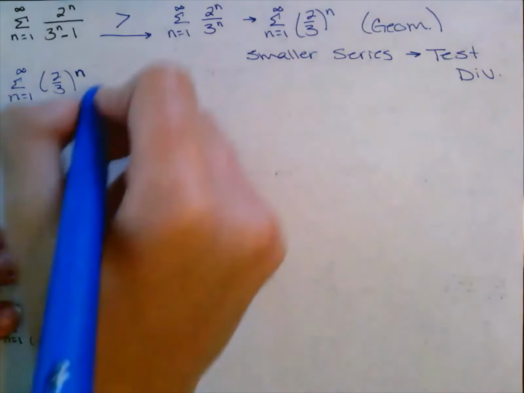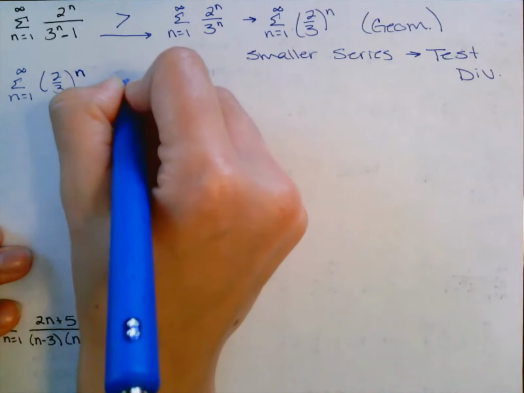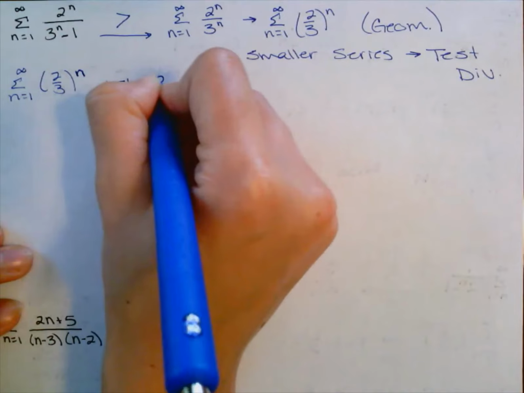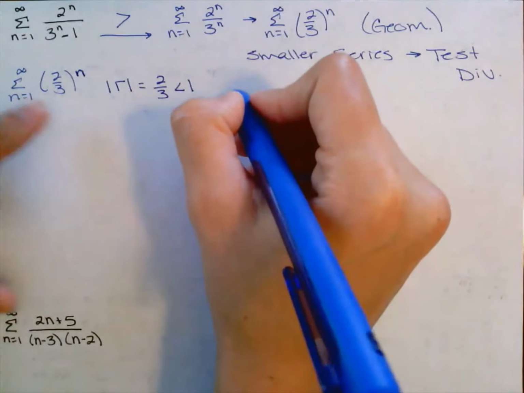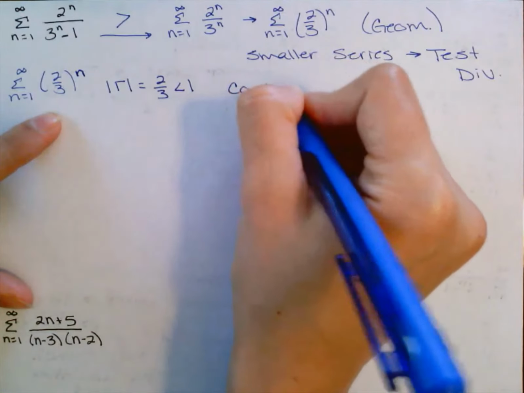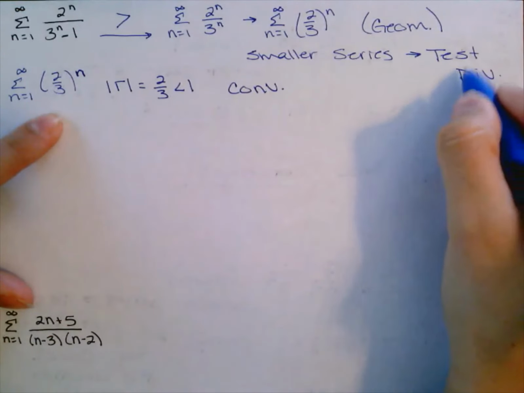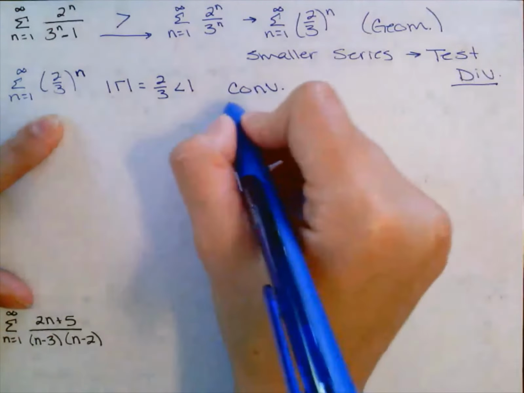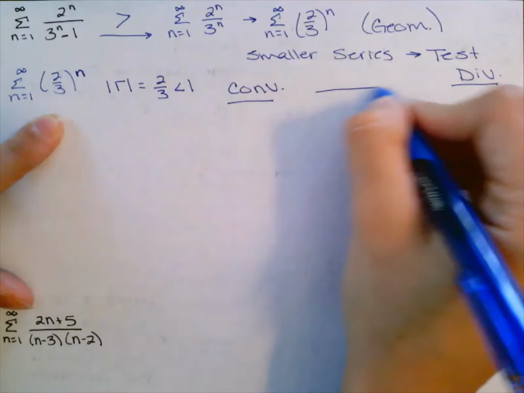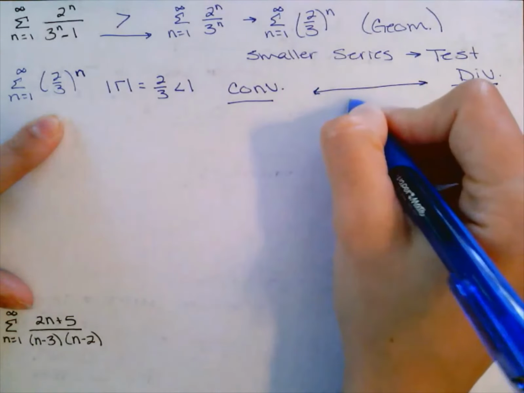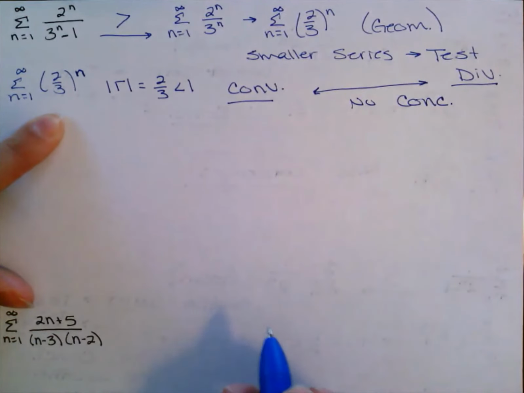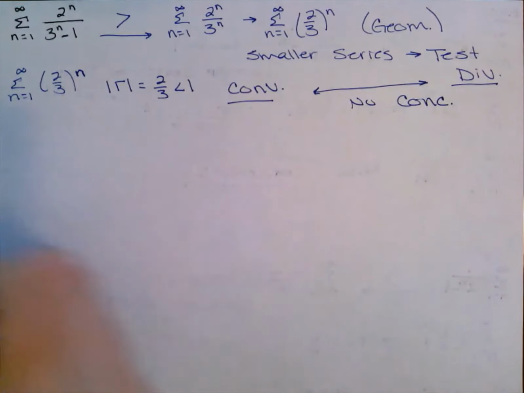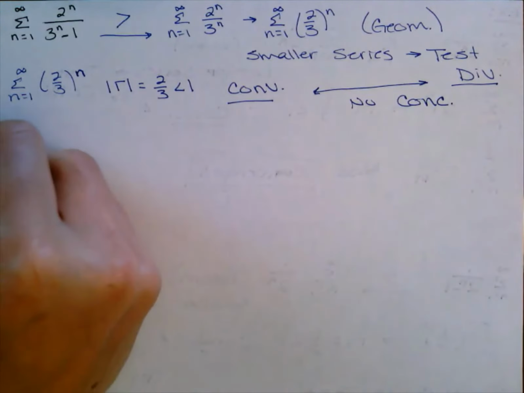I can see that my R is 2 over 3, which is less than 1, which means that this series converges, okay? But if I could only test for divergence and I get convergence, then I have no conclusion and I have to try another test. So let's move on to limit comparison, okay?